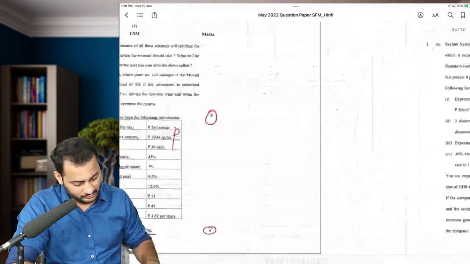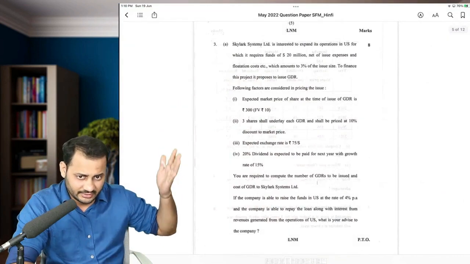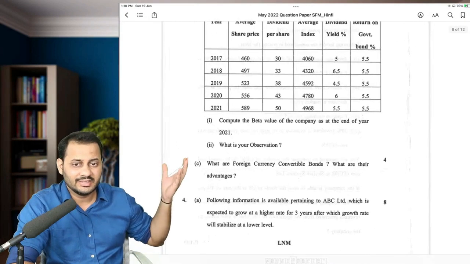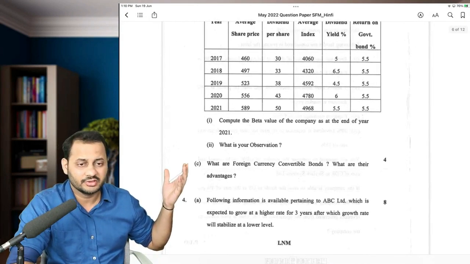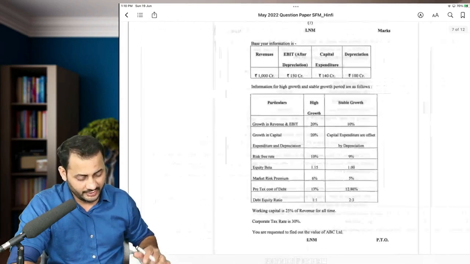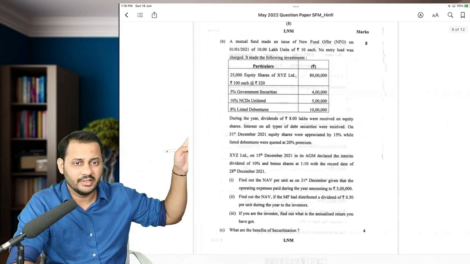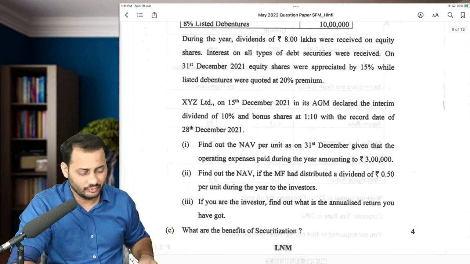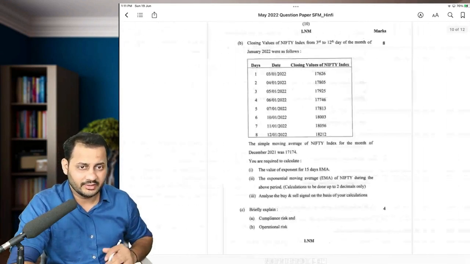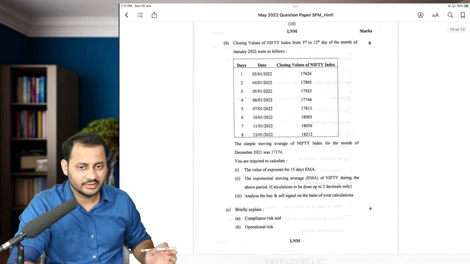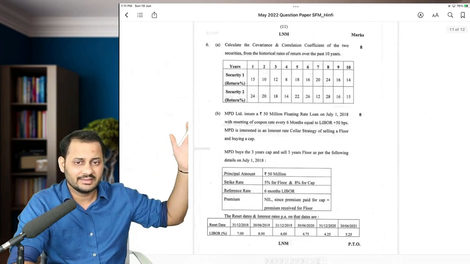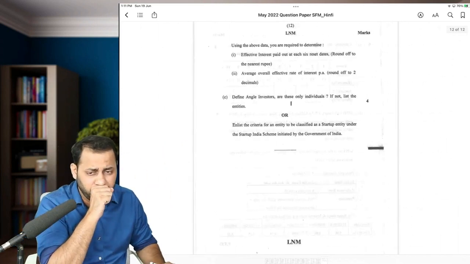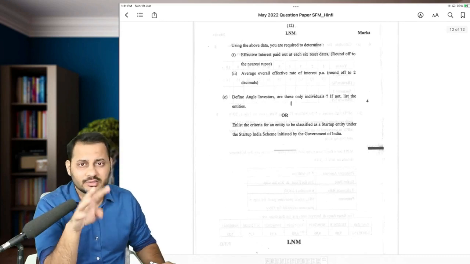Now question number 3A, you can say it is a practical question for 8 marks. 3B, practical question for 8 marks. 3C, one liner for a theory question for 4 marks, same pattern. 4A, practical question for 8 marks. 4B, practical question for 8 marks. Again 4C, one liner for theory of 4 marks. Then 5A, practical. 5B, practical, 8 marks. C, theory, 4 marks. 6A and B both are practical, and 6C has been again asked for 4 marks, and that too theory.